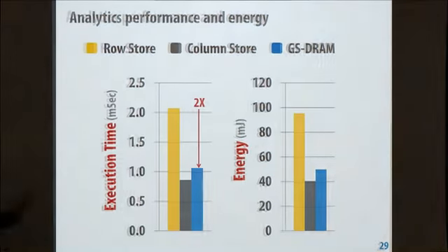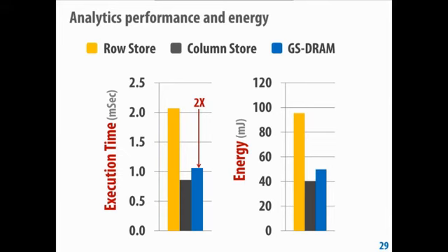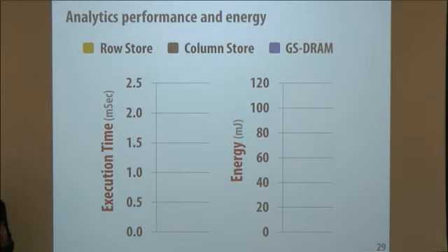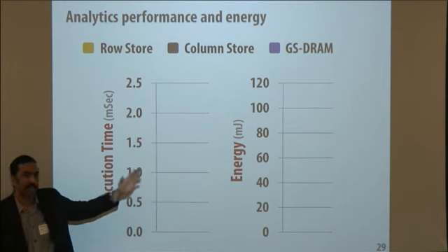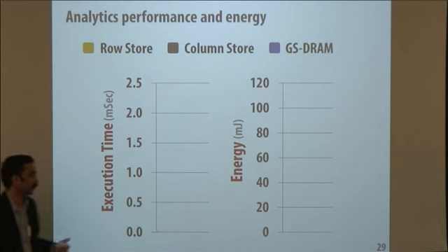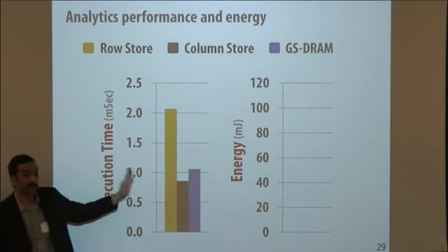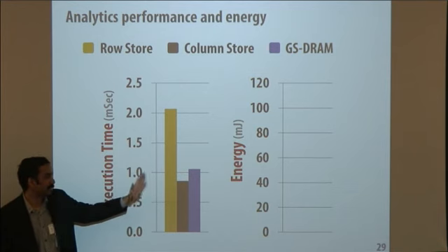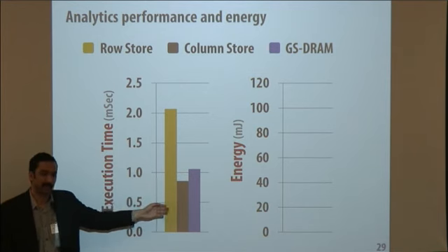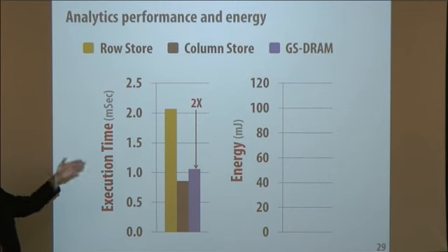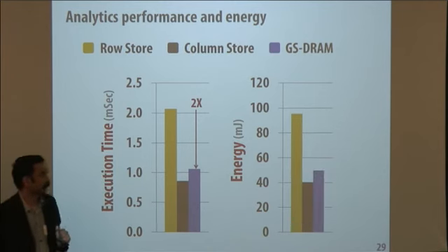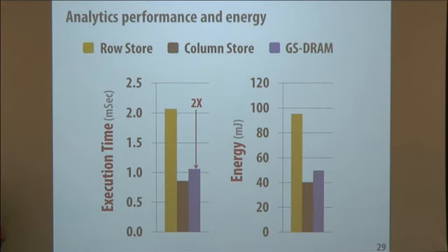Right. On this slide, I show the results for the analytics query. On the left, we have the execution time, essentially the time it took for the system to complete the analytical query. And on the right, we have again the energy consumed by the query itself, end to end. And again, the story is very similar to the previous slide. The column store is much better than the row store here. And the GSDRAM is almost able to achieve the performance of the column store. It's a 2x reduction in execution time compared to the row store. And the story is very similar for energy.